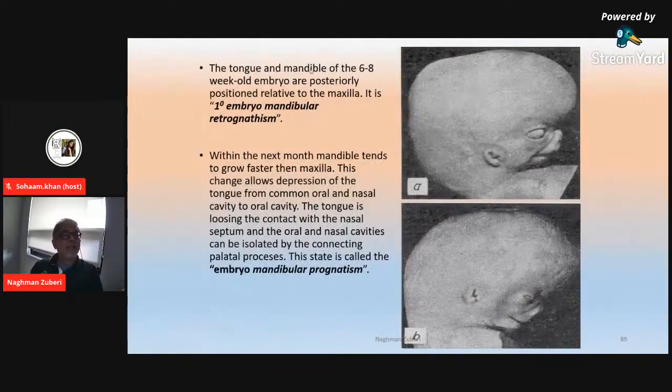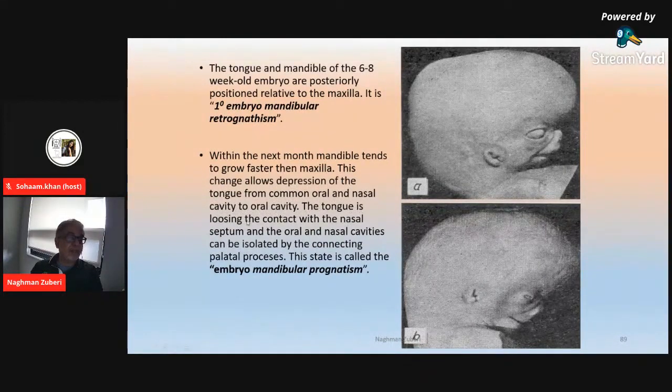The tongue and the mandible of the 6 to 8 weeks old embryo are posteriorly positioned relative to the maxilla. At this time, the mandible is too short, and that is going to give the primary embryo-mandibular retrognathism. Within the next month, the mandible tends to grow faster as compared to the maxilla. This change allows depression of the tongue from the common oral and nasal cavity to the oral cavity.